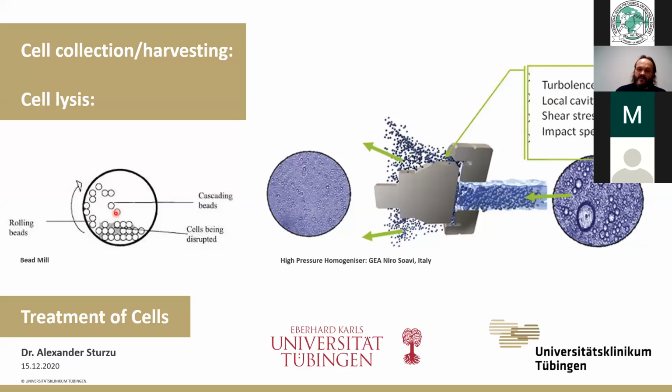Then on the right, we have the high pressure homogenizer. In this diagram, you see on the right, you have like bigger fragments.